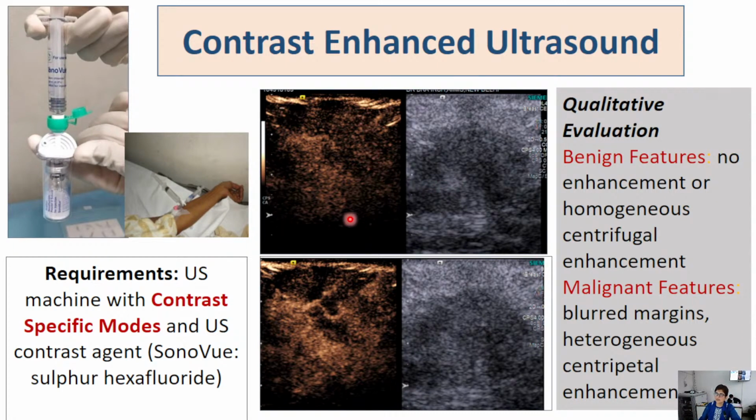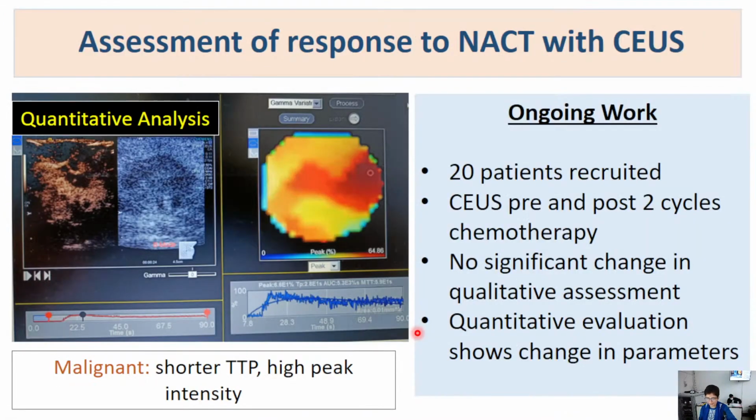So this is the contrast based image, and this is the routine grayscale image on the ultrasound. So here we can see that in the benign lesions, there is either no enhancement or a homogeneous centrifugal enhancement, whereas a malignant lesion would have blurred margins with a heterogeneous centripetal enhancement. This is the quantitative analysis. So quantitative evaluation can also be done with the contrast enhanced ultrasound performed. And here we can see that the malignant lesions would have a shorter time to peak, and they would have a higher peak intensity followed by a washout. So that is typical for a malignant lesion.